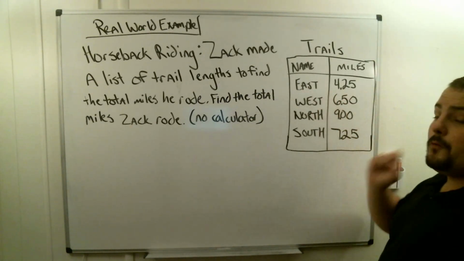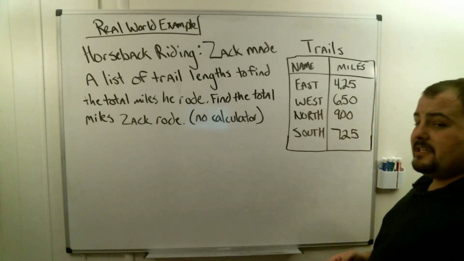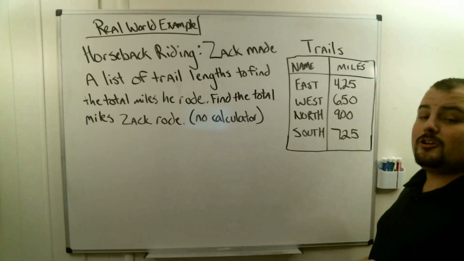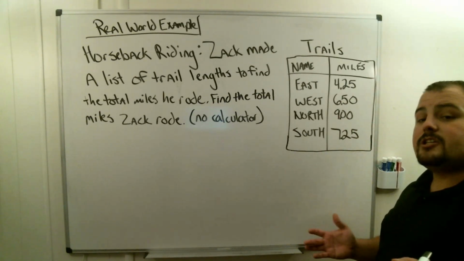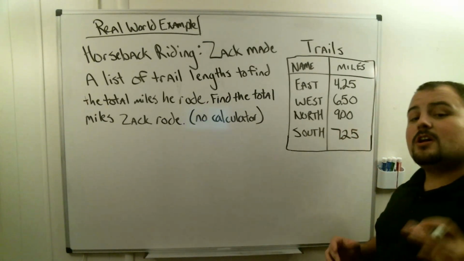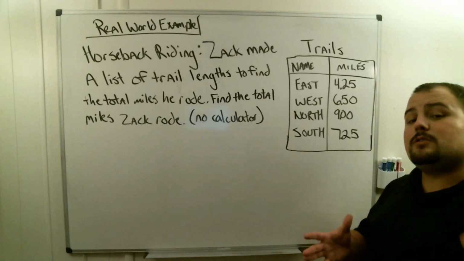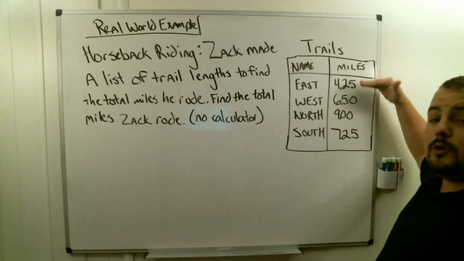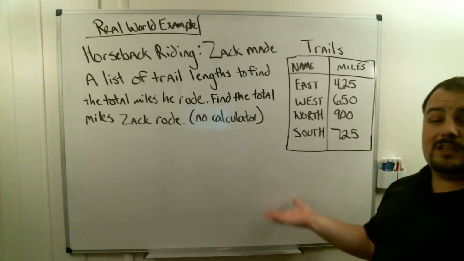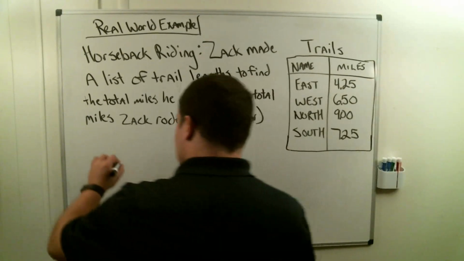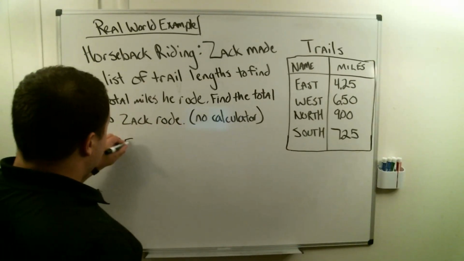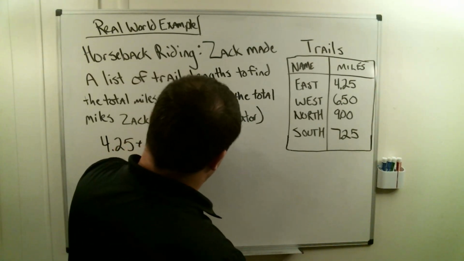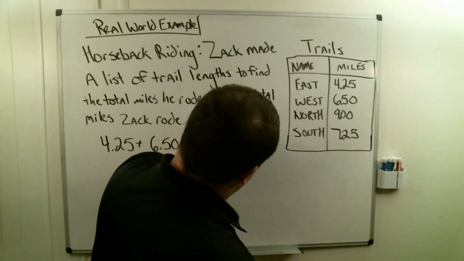He has the East Trail, which is 4.25 miles, the West Trail at 6.50 miles, the North Trail at 9.0 miles, and the South Trail at 7.25 miles. Our job is to figure out if he rode all 4 of these trails, how many miles did he ride without using a calculator? So what we have is we have the commutative property. First, if we were finding the total, we'd add all these numbers up. So I'm going to go ahead and show you what these numbers look like all added up. So we have 4.25 plus 6.50 plus 9.00 plus 7.25.